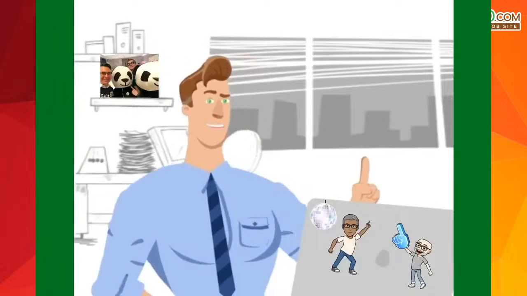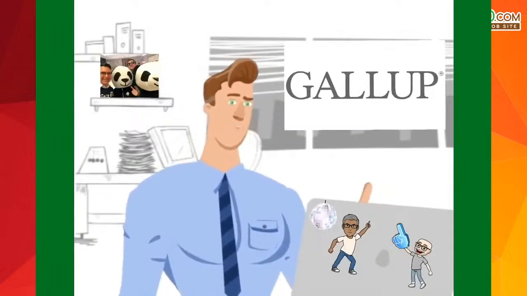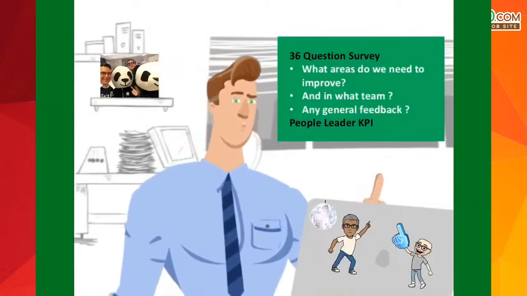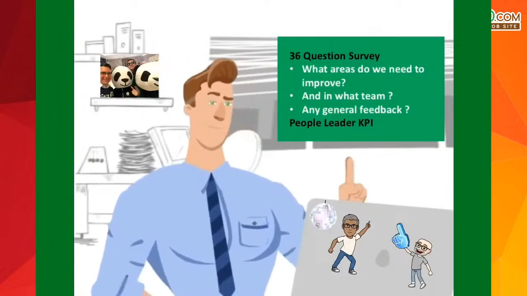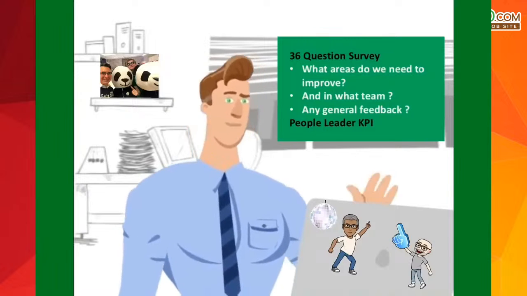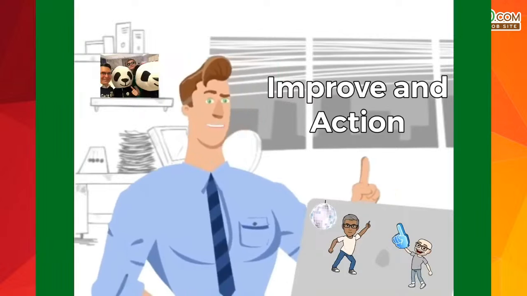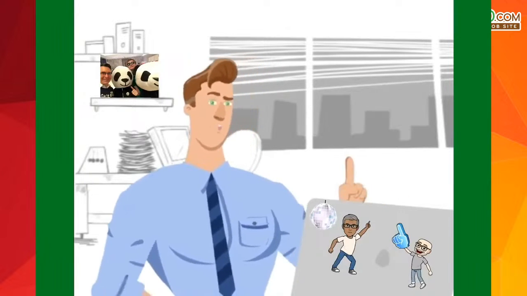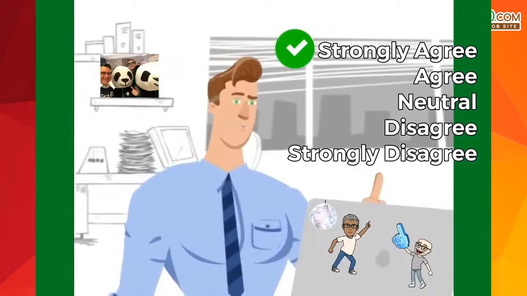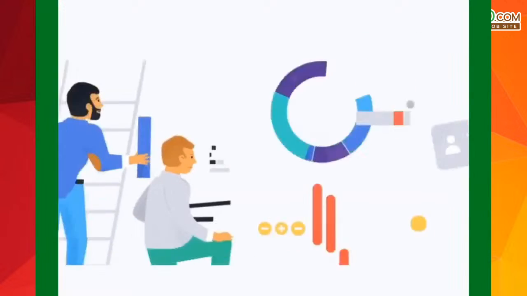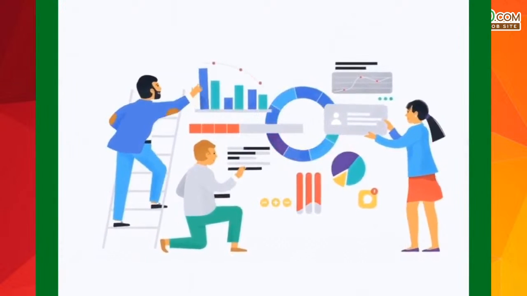And lastly, we have the engagement pulse check, or Gallup poll, whose 36 questions are directly linked to our framework. And, as always, you can give us open feedback too. This allows us to improve and action at both an individual and collective team level. The format follows an agreement scale that goes from strongly agree to strongly disagree. The result is a measure of our engagement relative to other teams and the industry.